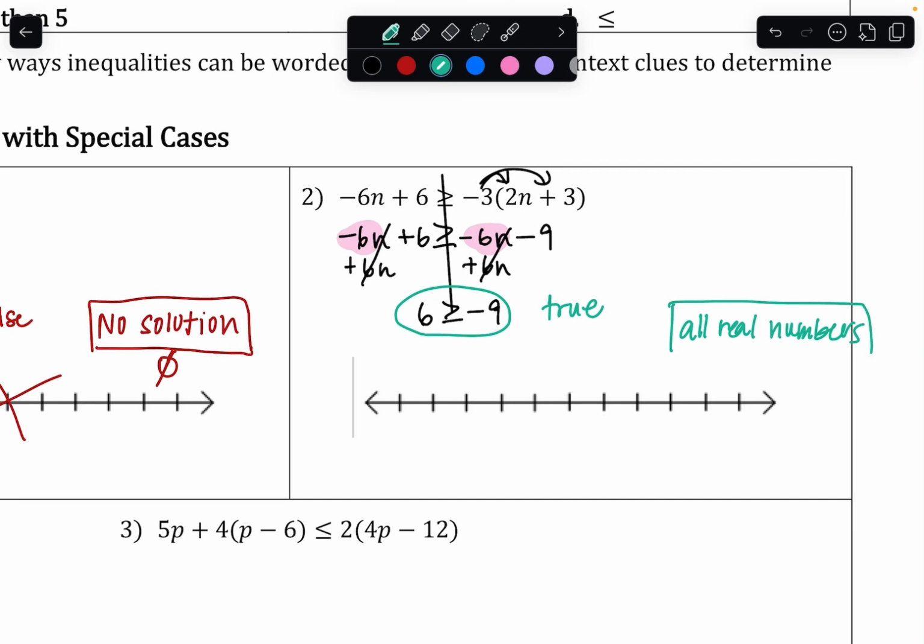The symbol for all real numbers is an R with 2 lines. So you make 2 lines kind of like an 11, and then make your R with the back line. Okay, and so we can shade the entire number line.